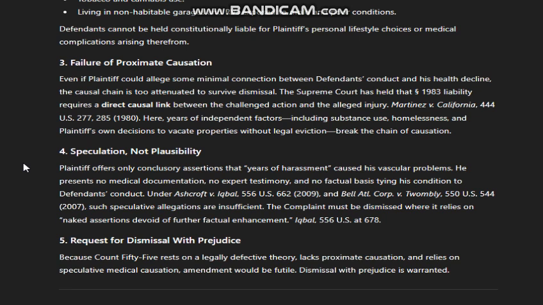3. Failure of proximate causation. Even if plaintiff could allege some minimal connection between defendant's conduct and his health decline, the causal chain is too attenuated to survive dismissal. The Supreme Court has held that 1983 liability requires a direct causal link between the challenged action and the alleged injury. Martinez v. California, 444 U.S. 277, 285 (1980). Here, years of independent factors, including substance use, homelessness, and plaintiff's own decisions to vacate properties without legal eviction, break the chain of causation.